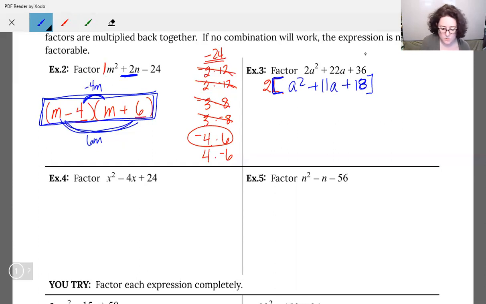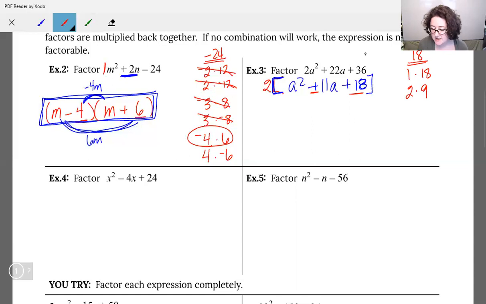Alrighty, so we need to work on brainstorming what's going to get us that positive 18. Because it's a positive 18, and I've got another positive value in here, I'm not going to mess around with positives and negatives on this one. We're just going to look at positive values that could multiply up to 18 that could then also sum to that 11 in the middle. So brainstorming my factors, I have 1 times 18, and add those up, I get 19, it's not going to work.